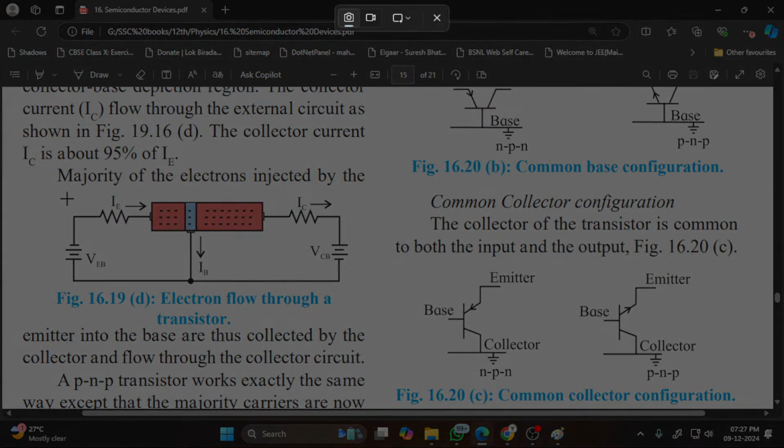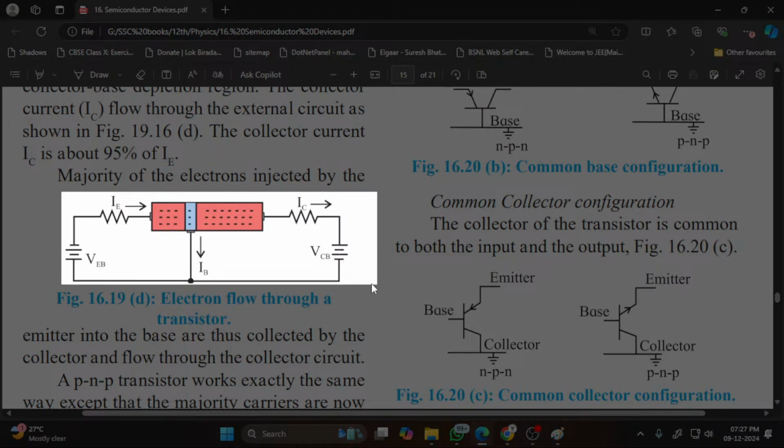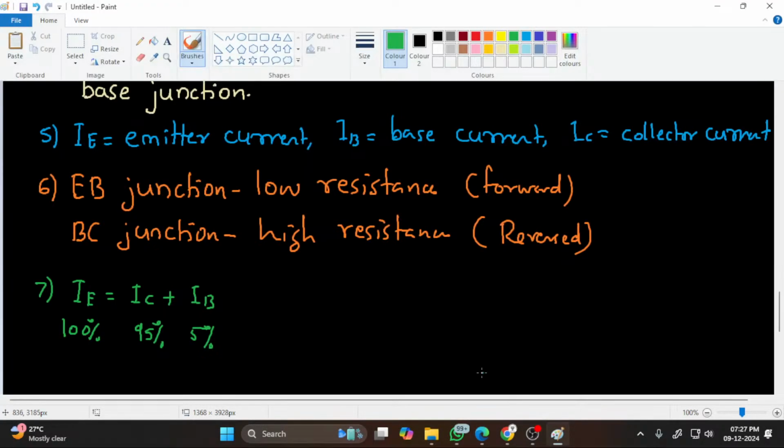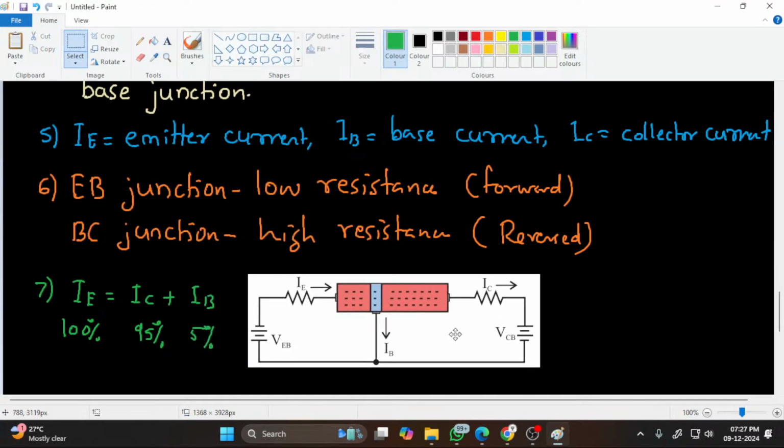So you can draw this diagram to show how the electrons are transferred. The electrons are transferred like this. In a PNP transistor you just replace electrons with holes and then you will see the same.